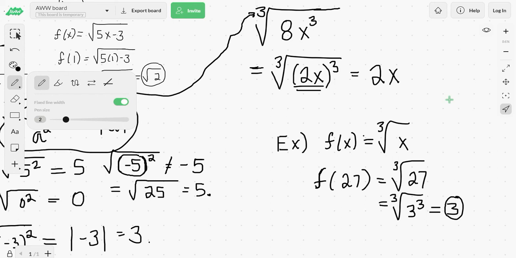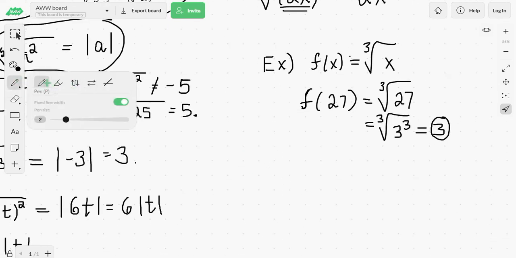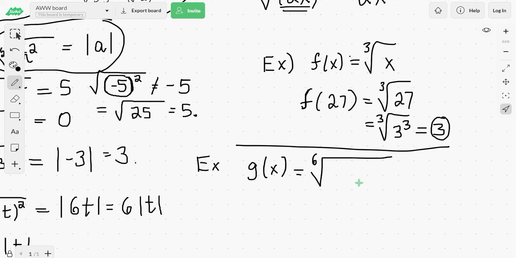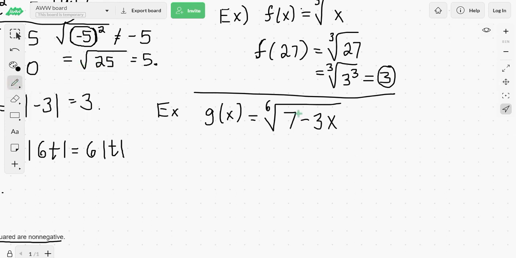Let's take a look at one more example. Let's suppose that we are given something a little bit more exotic. Let's suppose we're given the function g of x. So maybe a new example: suppose g of x is equal to the 6th root, just why not, of 7 minus 3x. So we want to try to determine the domain, find the domain of this function.